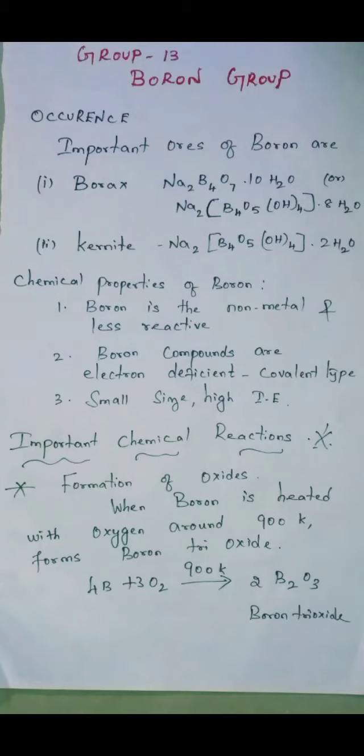Hello students, today I am going to explain about group 13, the boron family. Group numbers 13 to 18 are called p block elements. In the last video we saw the introduction part of p block elements fully. Now we are going to see only the boron family.